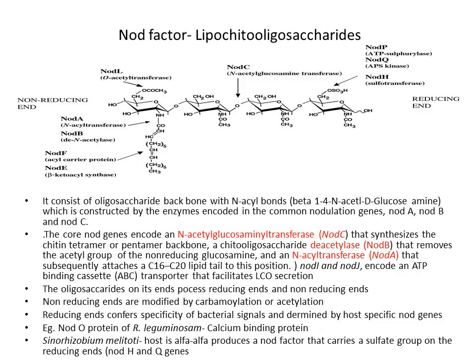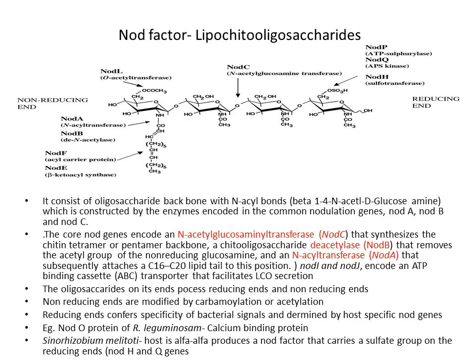These are the genes involved in the formation of this lipochito-oligosaccharide, which is made up of beta 1,4-N-acetyl glucosamine, where the N-acetyl glucosaminyl transferase, the enzyme produced by nod C, is involved in the synthesis of a tetramer or pentamer backbone, a chito-oligosaccharide. That is, nod C is responsible for the production of an enzyme called N-acetyl glucosaminyl transferase. These are involved in the formation of this backbone.